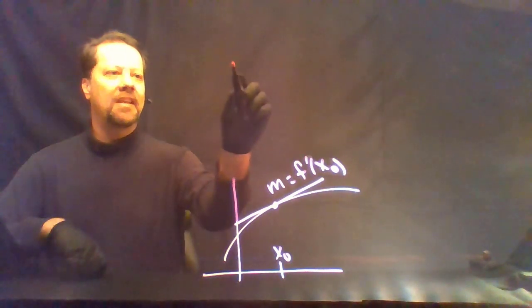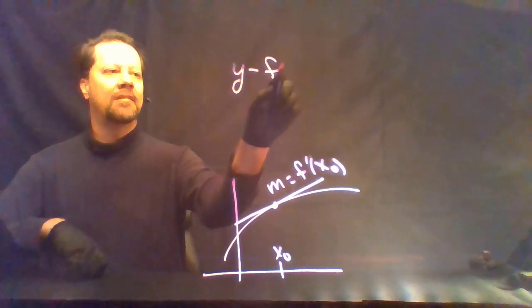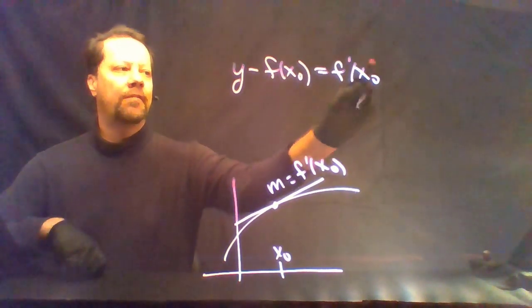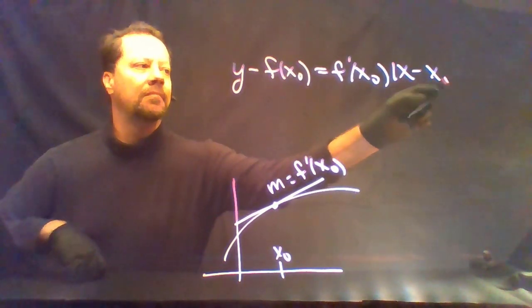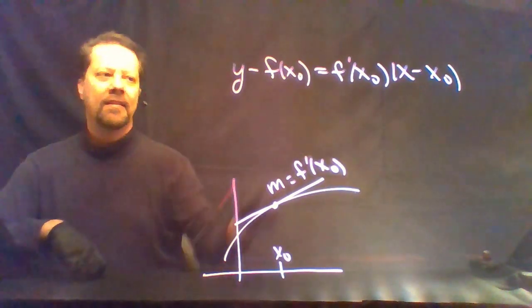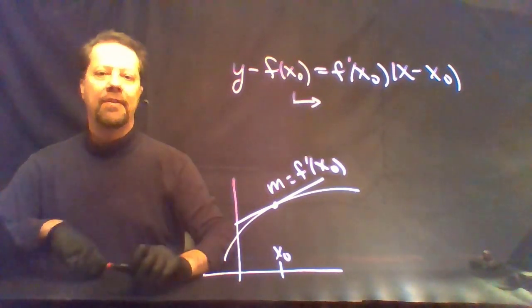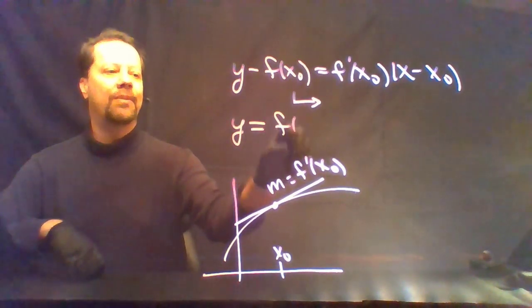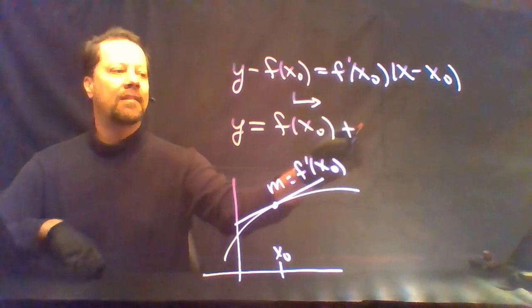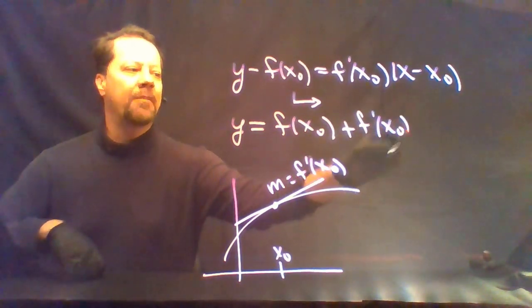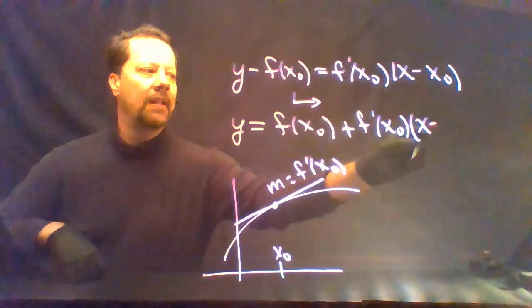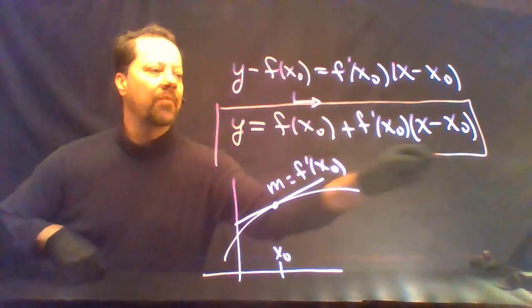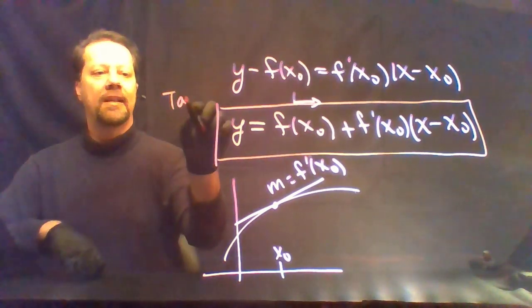It's then easy to find the equation of the tangent line using the point slope form of a line. If you move the function value f of x naught over, the equation of the tangent line is equal to f of x naught plus f prime of x naught times the quantity x minus x naught. This is the tangent line.